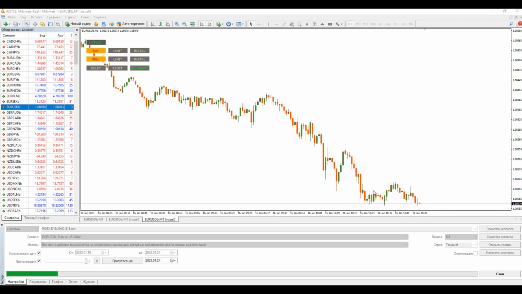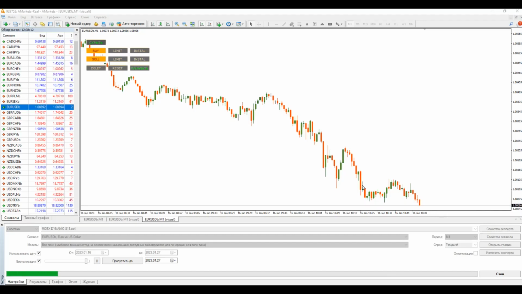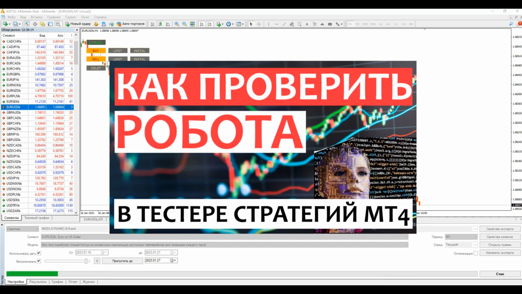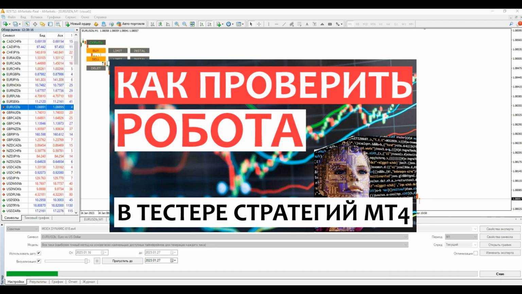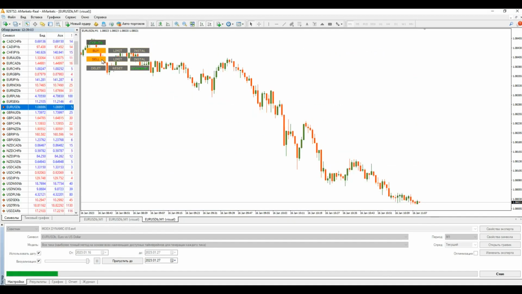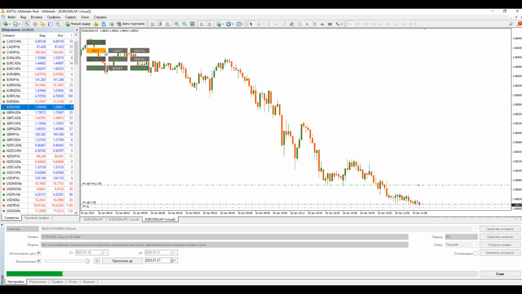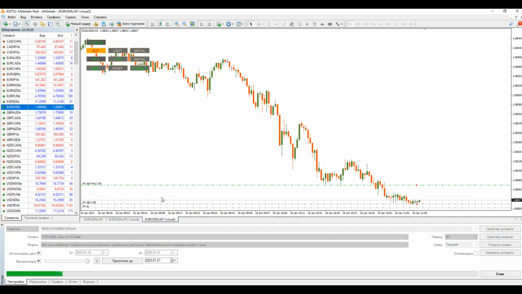Now, let's see how my robot works in the averaging mode on the real market. So now let's look at the reverse example. At the beginning, I was buying the eurodollar. Now I will sell it. See, I'm in a downtrend. I expect it to go further, and I'm making a sell trade.